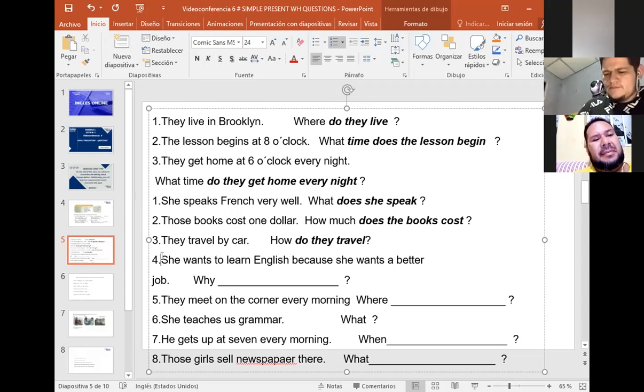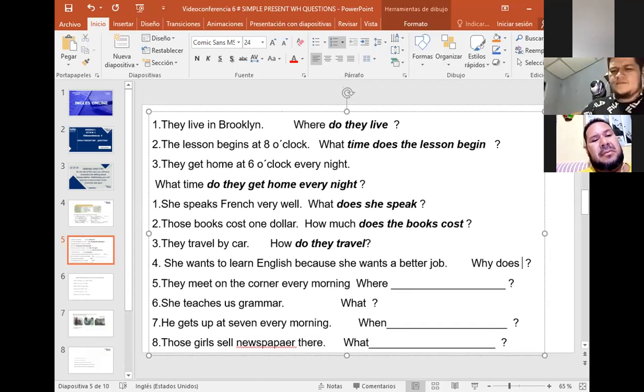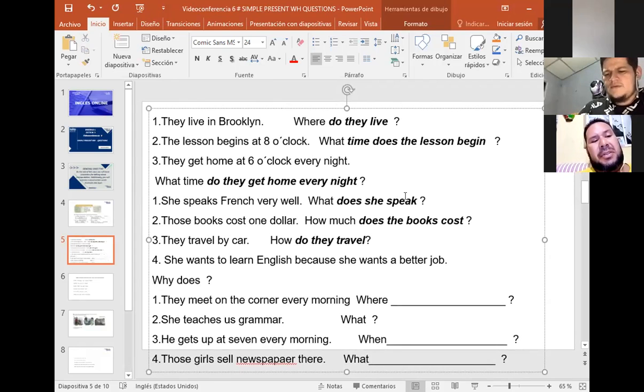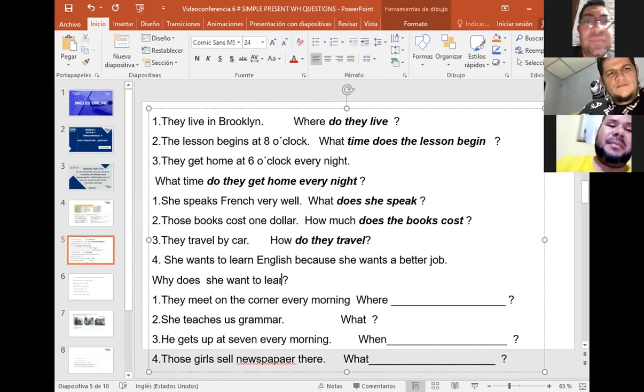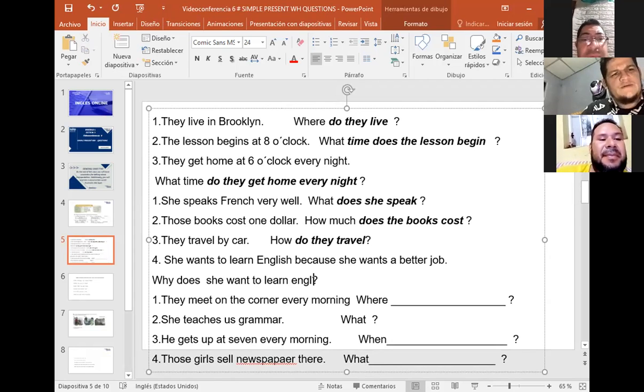Entonces tenemos la siguiente, que dice que she wants to learn English because she wants a better job. Nos dice que ella quiere aprender inglés porque ella quiere un mejor trabajo. Ahora bien, ¿cómo puedo hacer la pregunta? Utilizando why. Why does she want to learn English? ¿Por qué quiere aprender ella inglés?